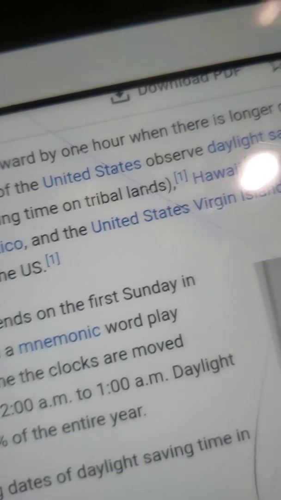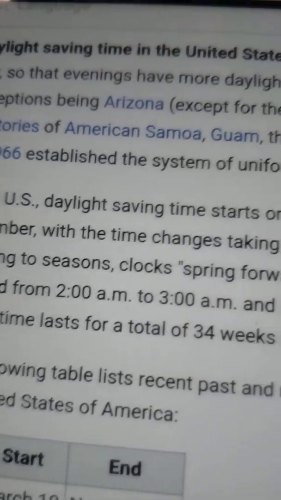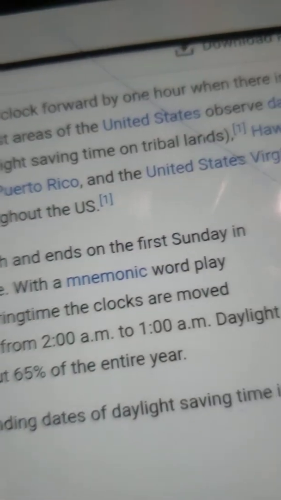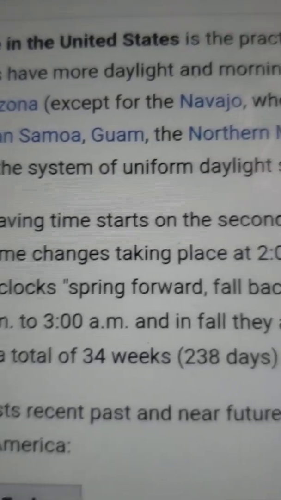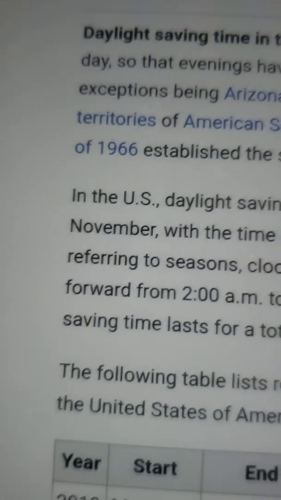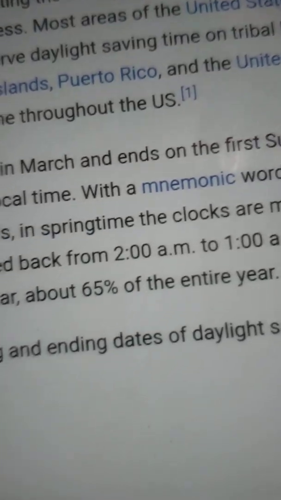Most areas of the United States observe daylight savings time, DST, the exceptions being Arizona, except for the Navajo, who do observe daylight savings time on the tribal lands, Hawaii, and the overseas territories of American Samoa, Guam, and the Northern Mariana Islands, Puerto Rico, and the United States Virgin Islands. The Uniform Time Act of 1966 established a system of uniform daylight savings time throughout the U.S.